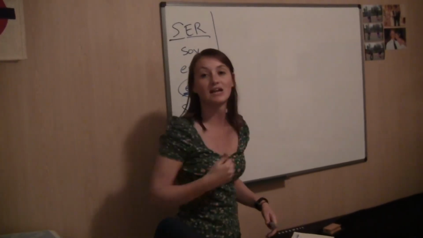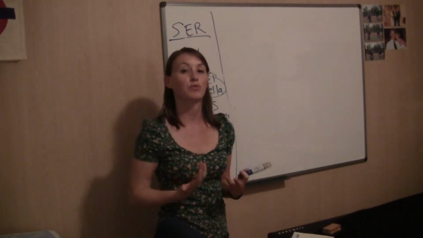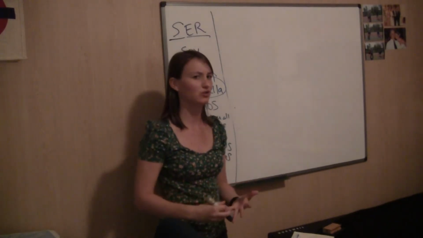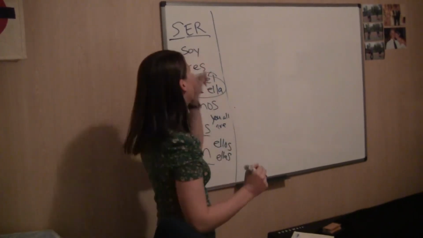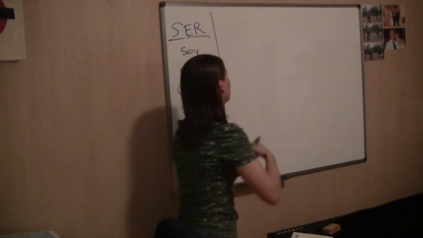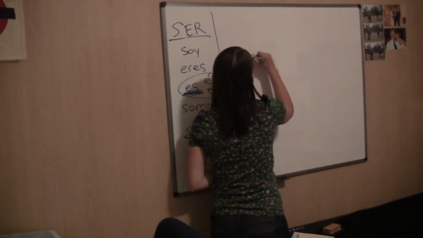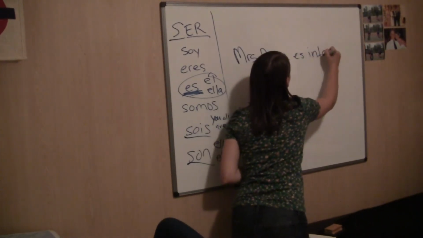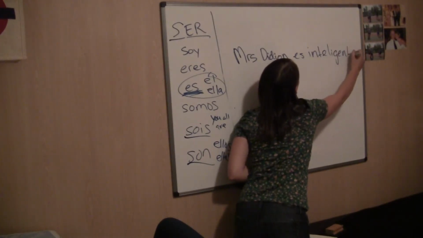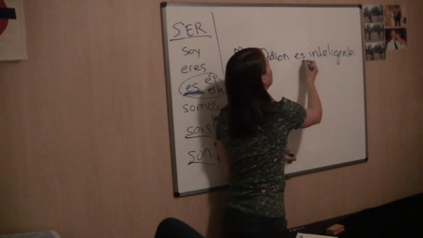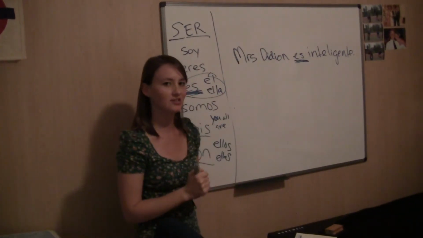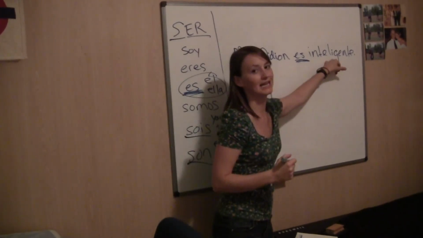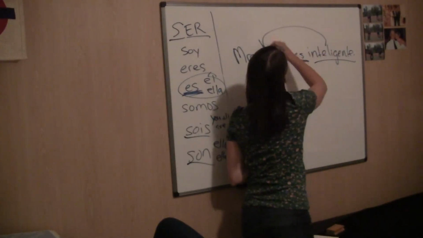And we have one more use of ser that we're going to talk about today, and that's when we want to describe somebody's quality, right? We like telling people that they're nice, that they're attractive, that they're intelligent, right? And that's all used with the verb ser, right? Mrs. Didion es inteligente. Mrs. Didion is intelligent. Why is she intelligent? Because she's having you guys take Spanish before you need to, right?